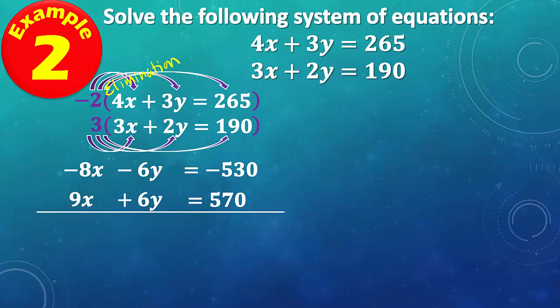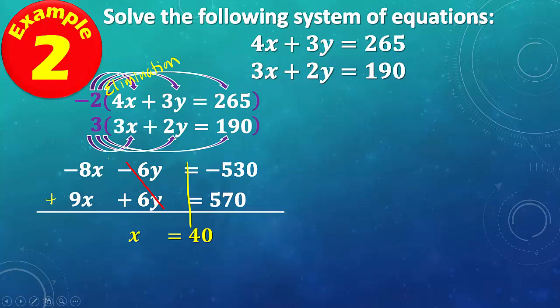Now remember, it's easy to put them into columns. What's going to happen is your negative 6y and your positive 6y are going to cancel out. Those two would equal 0, so we don't even need to write it. We just need to do negative 8x plus 9x, which is x, and then negative 530 plus 570, which is 40. Use your calculator here, guys.